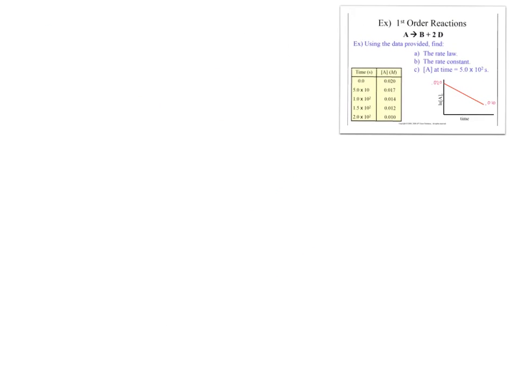Okay, so A is asking us to find the rate law. And so remember, the rate law would be the rate constant times the concentration of our reactants, and in this case we only have one reactant, raised to the power of its particular order. So we know this is a first order reaction. How do we know this is a first order reaction?